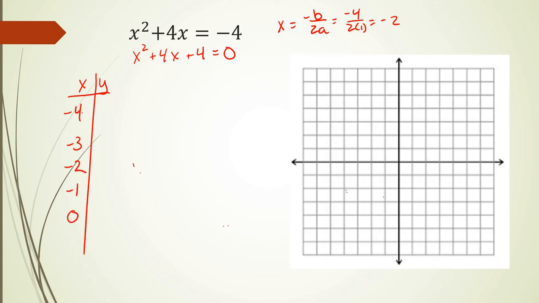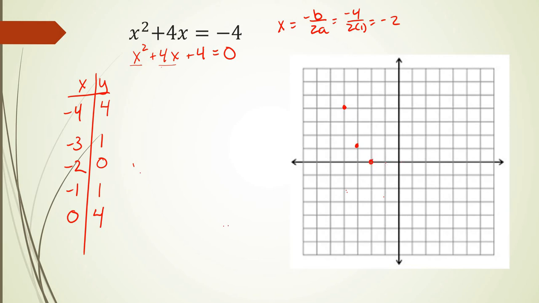So I need -3, -4, -1, and 0. If I put in -4 for x, that gives me +16 minus 16 plus 4. If I plug in -3, I get +9 minus 12, that's -3, plus 4 is 1. -2, +4, -8, +4, that's 0. If I plug in -1, I get 1, and if I plug in 0, I get 4. So let's plot this.